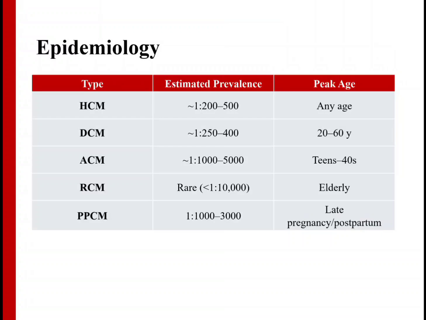Dilated cardiomyopathy, which is the second one, is the most common form encountered in practice, and the estimates range from 1 in 250 to 400, typically presenting between ages 20 and 60. Dilated cardiomyopathy accounts for a major proportion of patients referred for transplant evaluations.